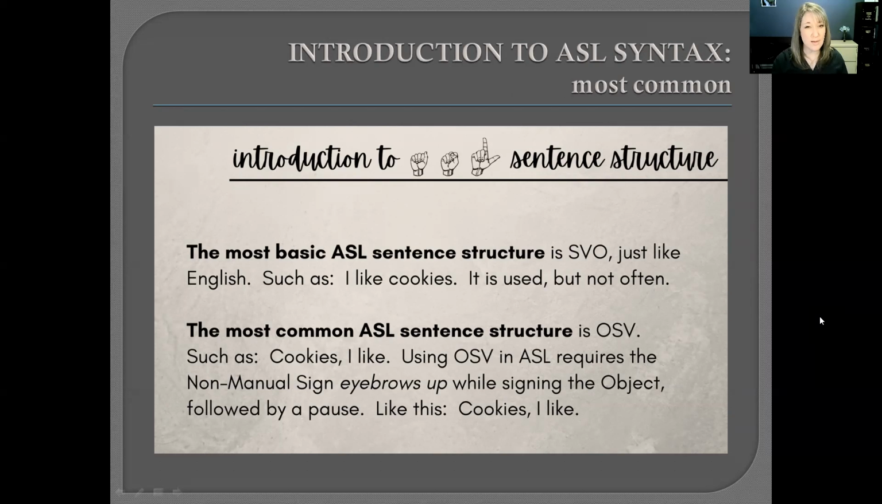Now, when you use object, subject, verb sentence structure in ASL, it actually requires a couple extra things. You need to use the non-manual sign of eyebrows up while you're signing the object, and you need to use a pause after the object. So let me show you. Cookies, I like. Eyebrows up, pause, finish the sentence.